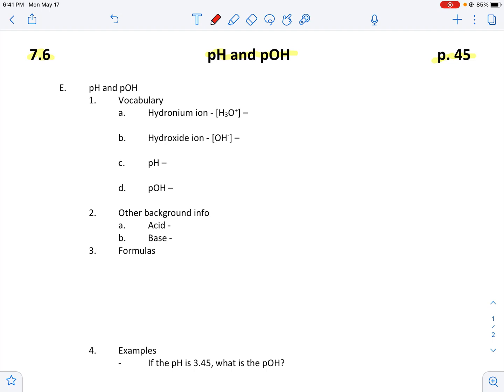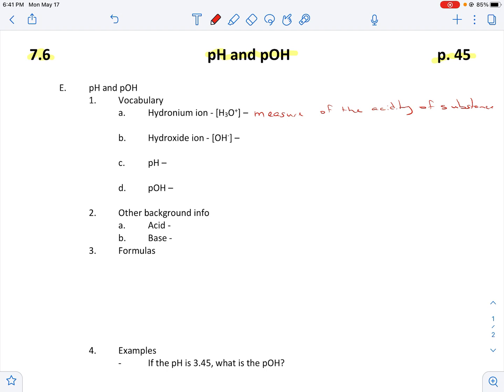So we have hydronium ion. This hydronium ion is a measure of the acidity of a substance. So we're talking about how much acid it has there. So we're talking about the acidity of a substance.